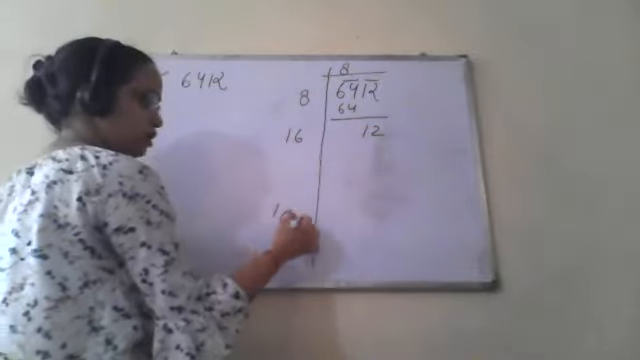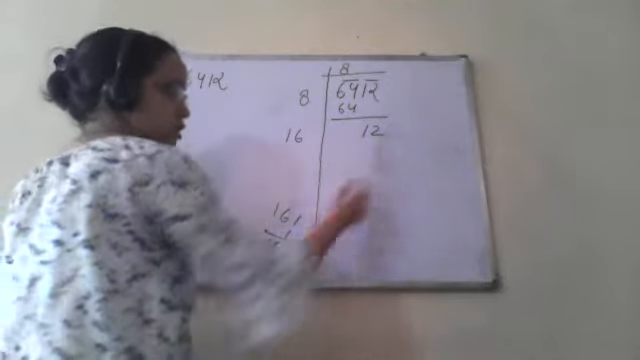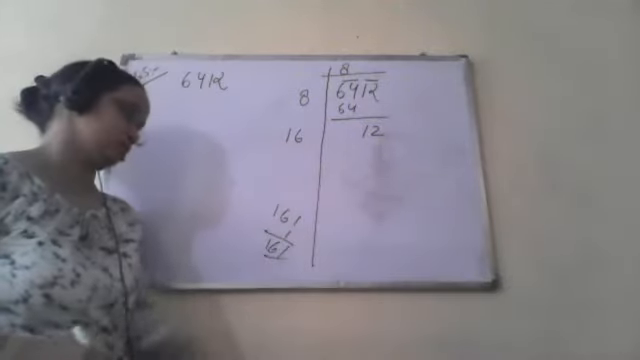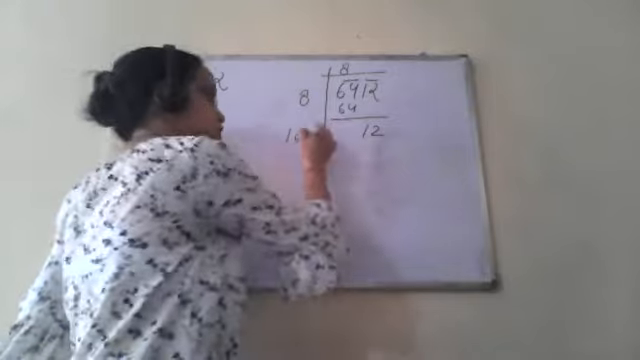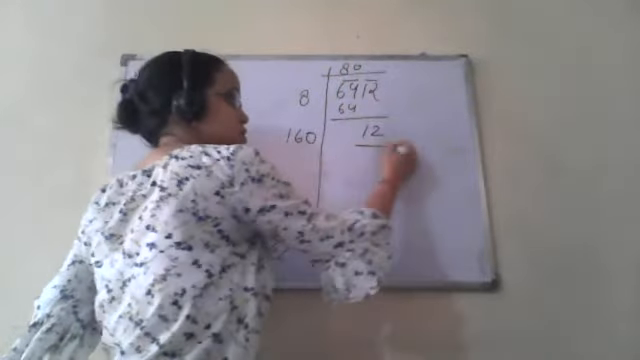So we cannot even try for 1. It will be 161. So it is very less than this. So we will write 0. Okay. So this is the remainder.